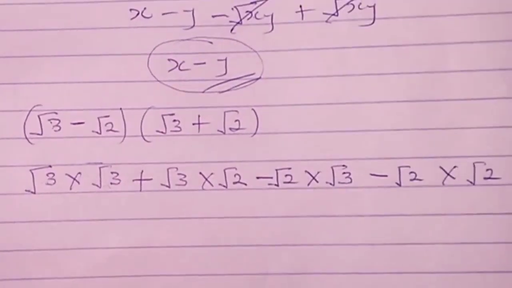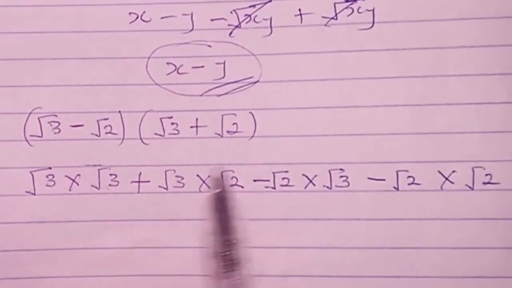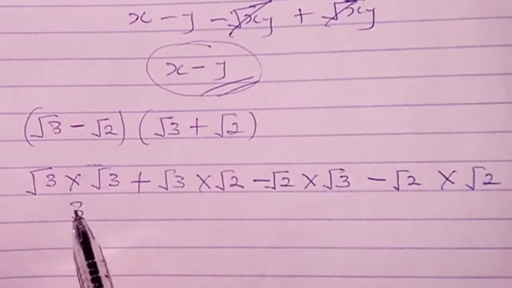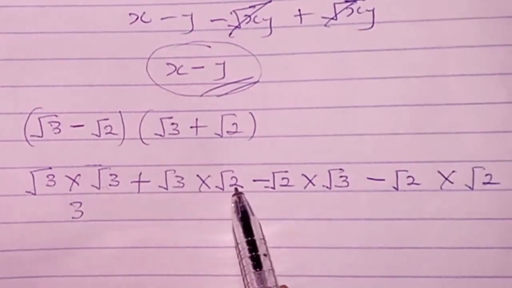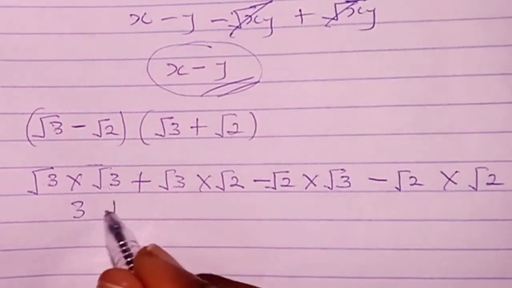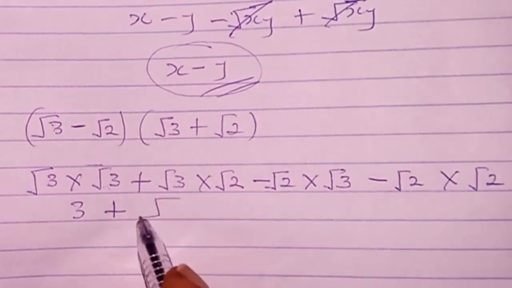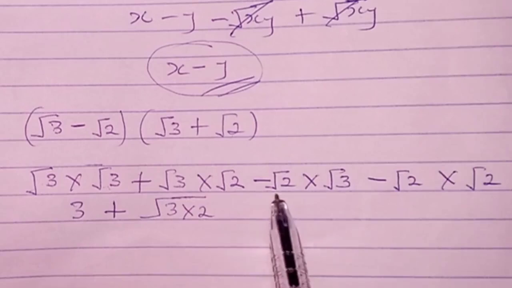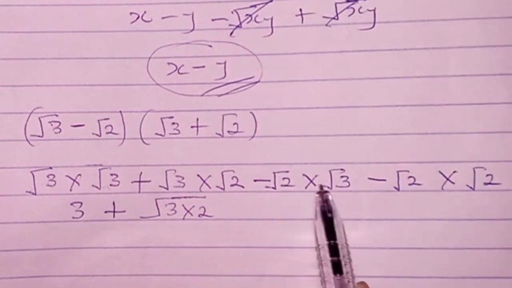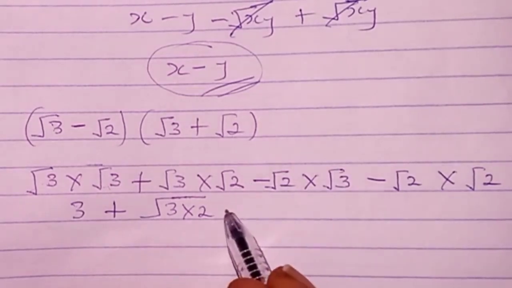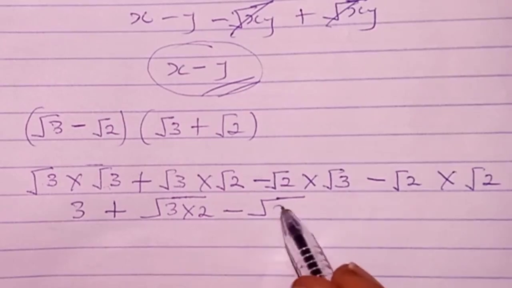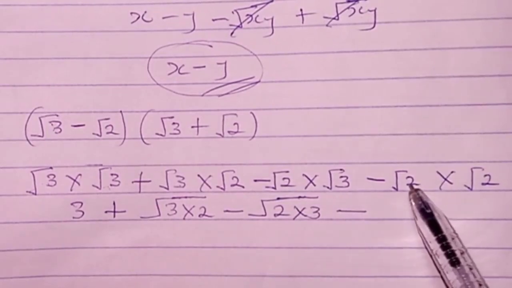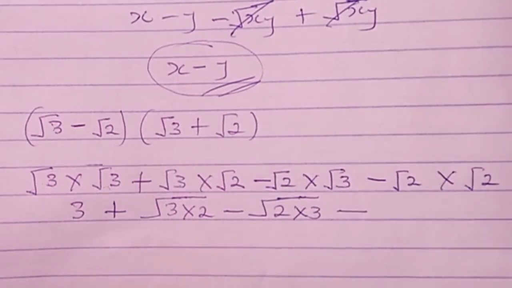Hence, root 3 times root 3 will give us 3. Okay, so here we have 3, and here we have root 3 times root 2, which is the same thing as root 3 times 2. Now we have minus root 2 times root 3, which is going to give us minus root 2 times 3. Now root 2 times root 2, what is it going to give us?